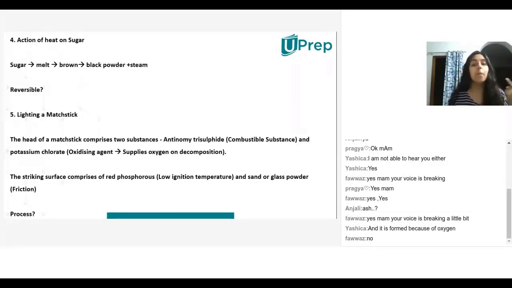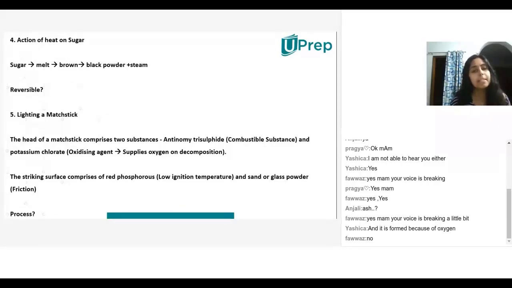Along with that, potassium chlorate is also present. Potassium chlorate is an oxidizing agent. What that means is it releases oxygen. An oxidizing agent is nothing but anything that releases oxygen. And remember what happens when you release oxygen? It burns. There is more flame, more burning when you have oxygen present. So antimony trisulfide easily catches fire, and potassium chlorate releases oxygen.